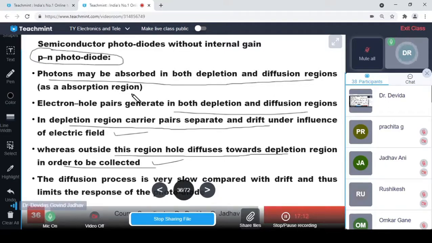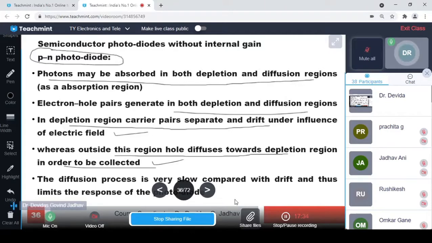So electron-hole pair generation is there in the depletion region as well as in the diffusion region. In the depletion region, carrier pairs are separated by drift. Outside the region, they diffuse toward the depletion region in order to be collected. The diffusion process is very slow.